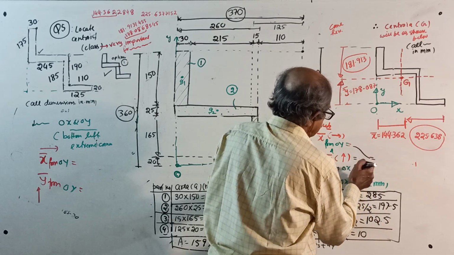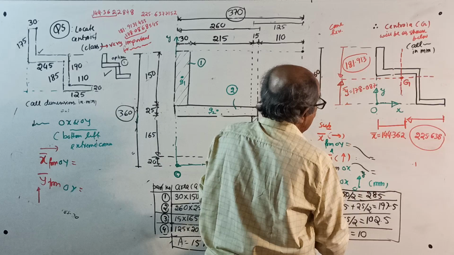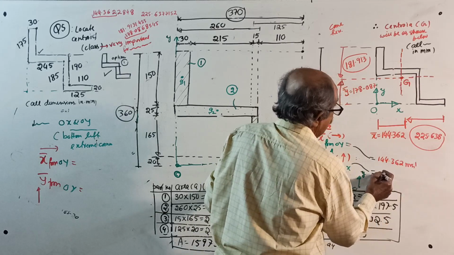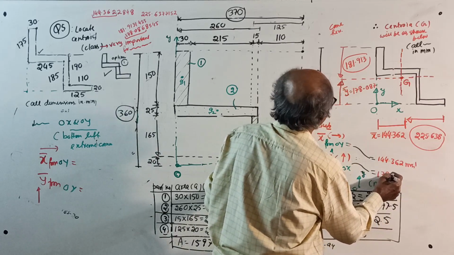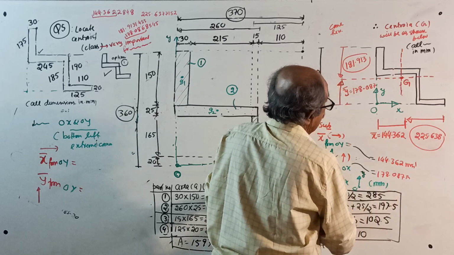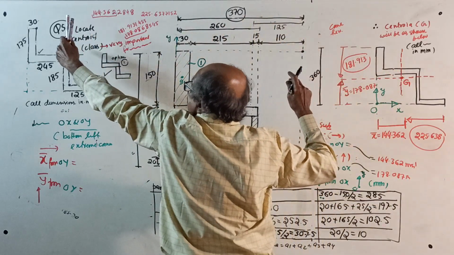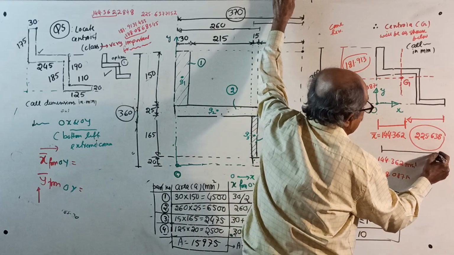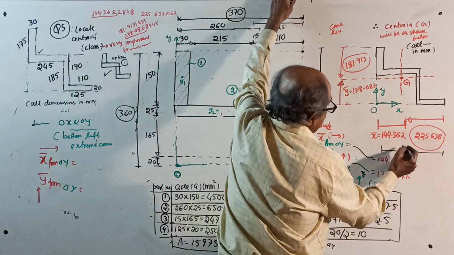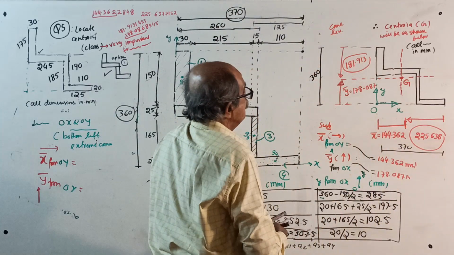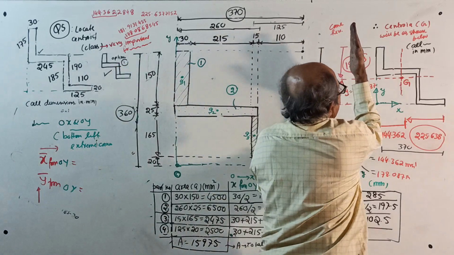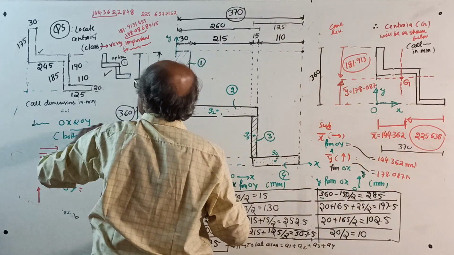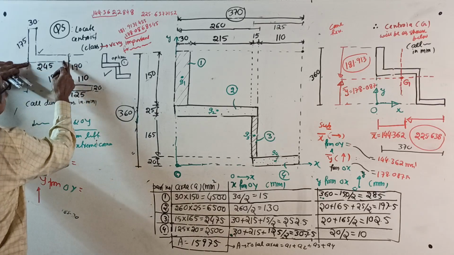X bar you got how much? Y bar you got how much? X bar is 144.362 millimeter. Y bar is 178.087 millimeter. Always write the full boundary. 360 is the full depth, and the complete dimension from here to here is 370. Write it here. Now see, from this line, X bar is how much? 144.362.